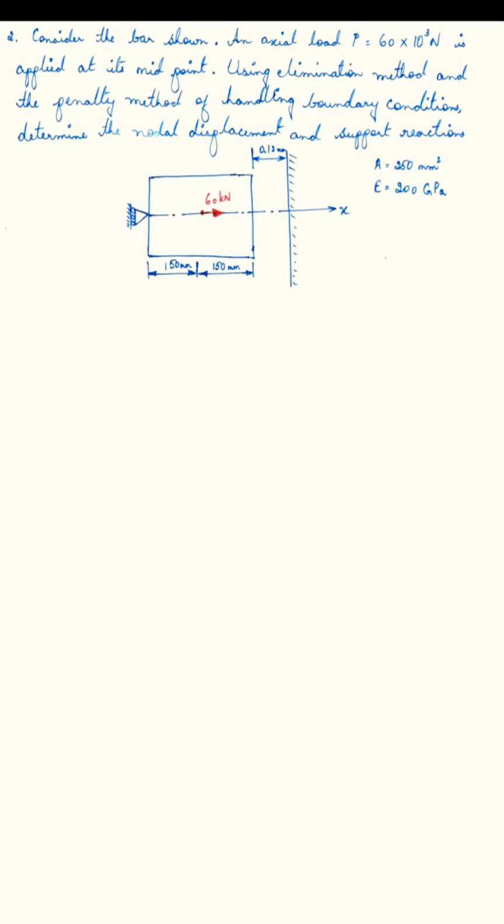But since this is a very different type of problem, we'll try to solve from both the approaches. The value of A is given as 250 millimeter square. It is a uniform cross-sectional area bar. E value is 200 GPa. If you observe, the bar has a freedom of 0.12 millimeter to expand. The left hand side is fixed, but on the right side it has a freedom of 0.12 millimeter displacement. 60 kilonewton is acting exactly at the midpoint if you observe in the figure. 150 millimeters and 150 millimeters.